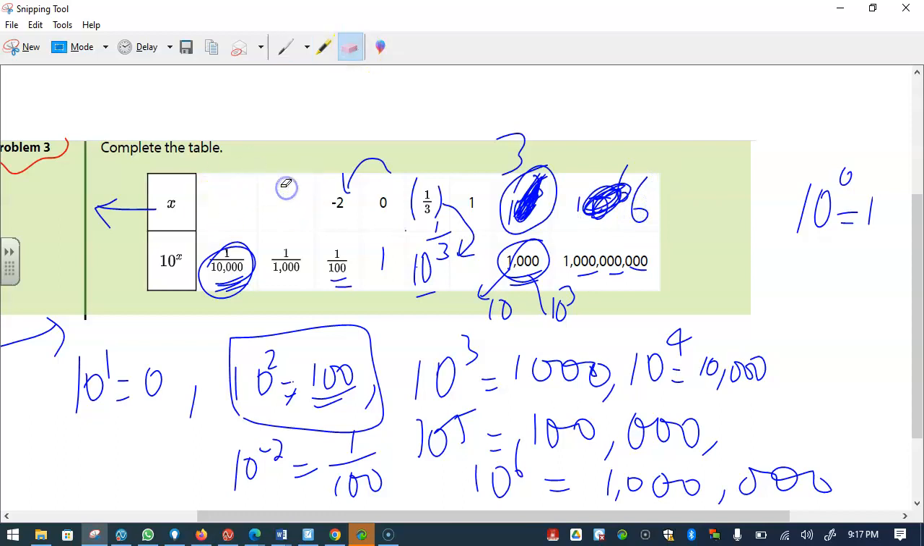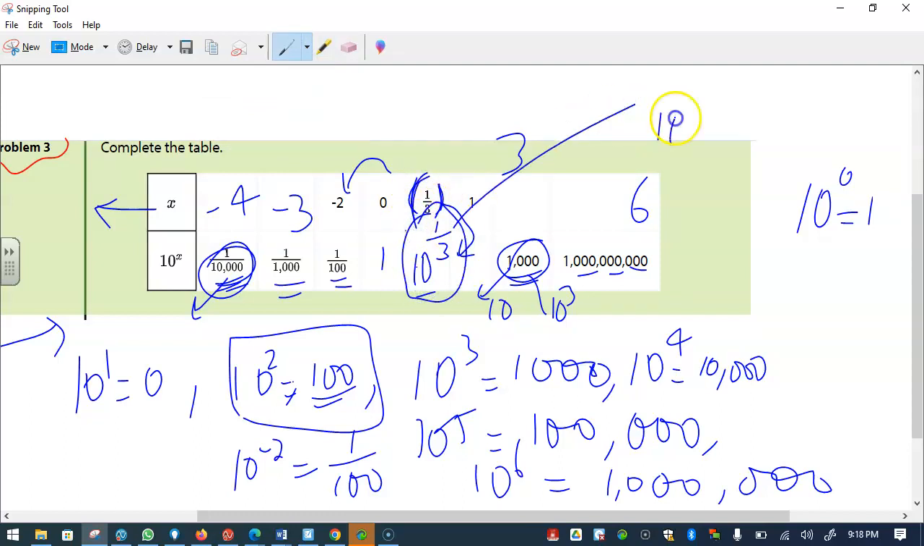You're supposed to write, when will you get this? It is when it is going to be minus 3. When will you get 4 zeros? Minus 4. So you're supposed to write only how many times you multiply 10. So the question is, how many times you multiply 10? That's the answer.